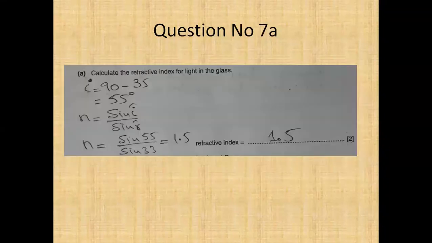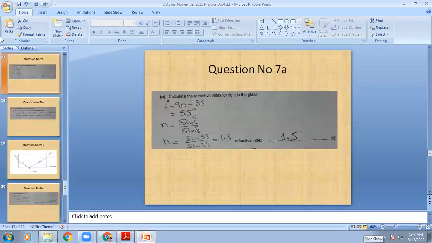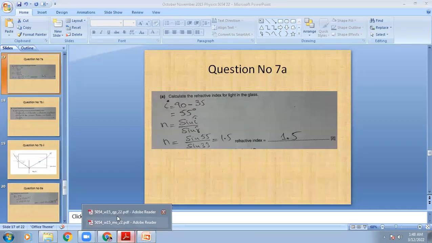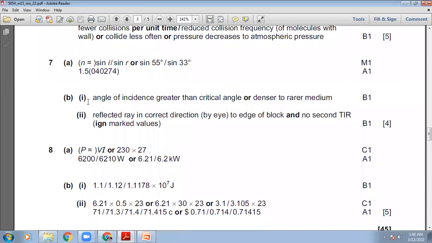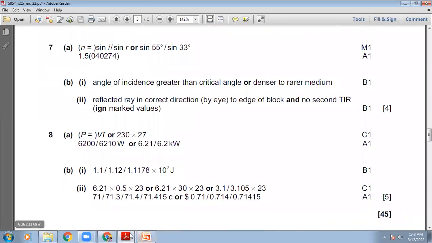So the angle of incidence will be 90 minus 35, it will be 55. n is equal to sine i by sine r. So n is equal to sine 55 divided by sine 33, and that will be 1.5. So the refractive index of the glass is 1.5. 1.5 is the right answer, ma'am.